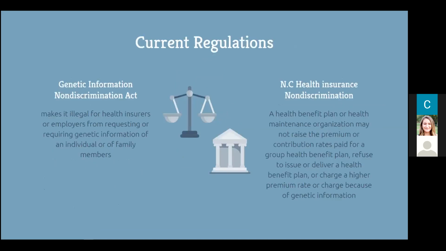The first is the Genetic Information Non-Discrimination Act, or GINA. This makes it illegal for health insurers or employers to request or require genetic information. And then particularly in North Carolina, there is a law that supports GINA, but is more specific in stating that a health insurance organization cannot raise premiums or contribution rates or deny coverage based off of genetic information. So these laws are used to protect citizens from not having access to health insurance or an employment opportunity based off of their genetic information.